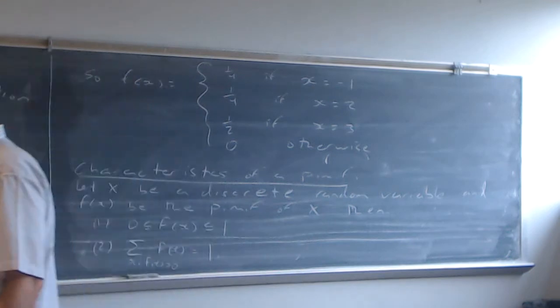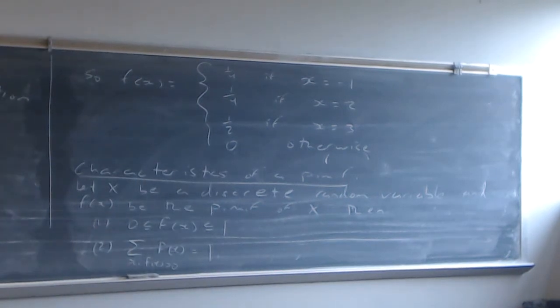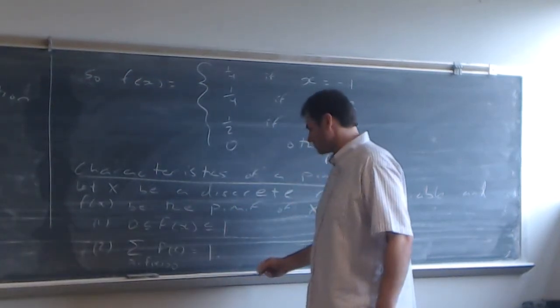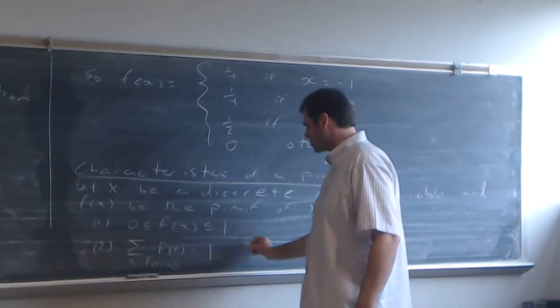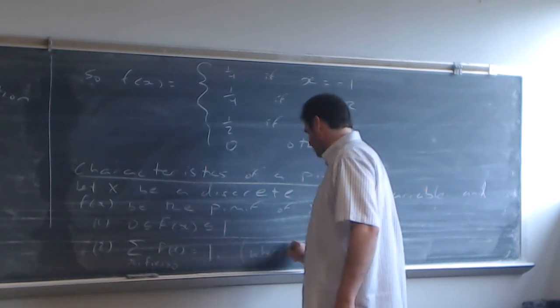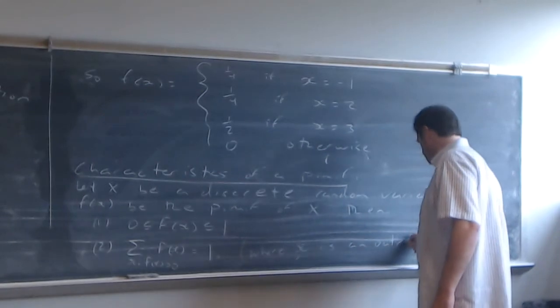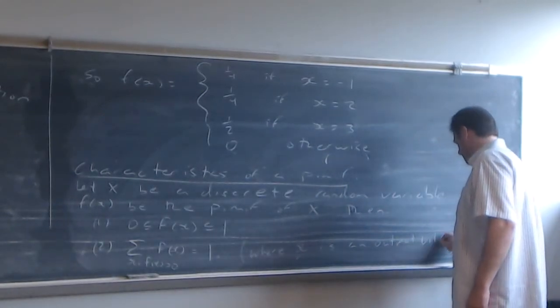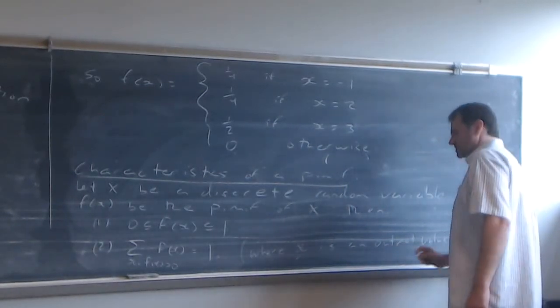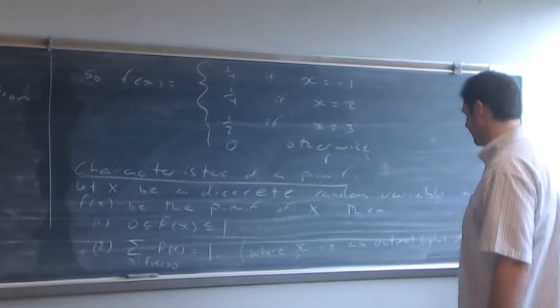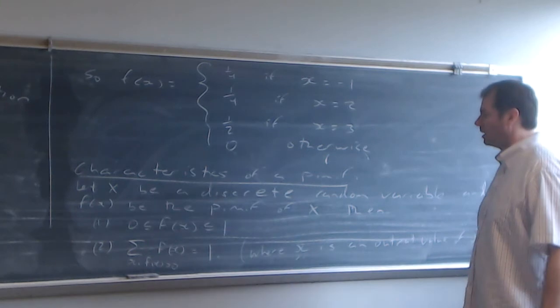And if you look at the PMF that we have above, I should have said something a little bit more. You could also say where x is an output value of big X, instead of saying where f of x is greater than 0. So just looking at the output values of big X.